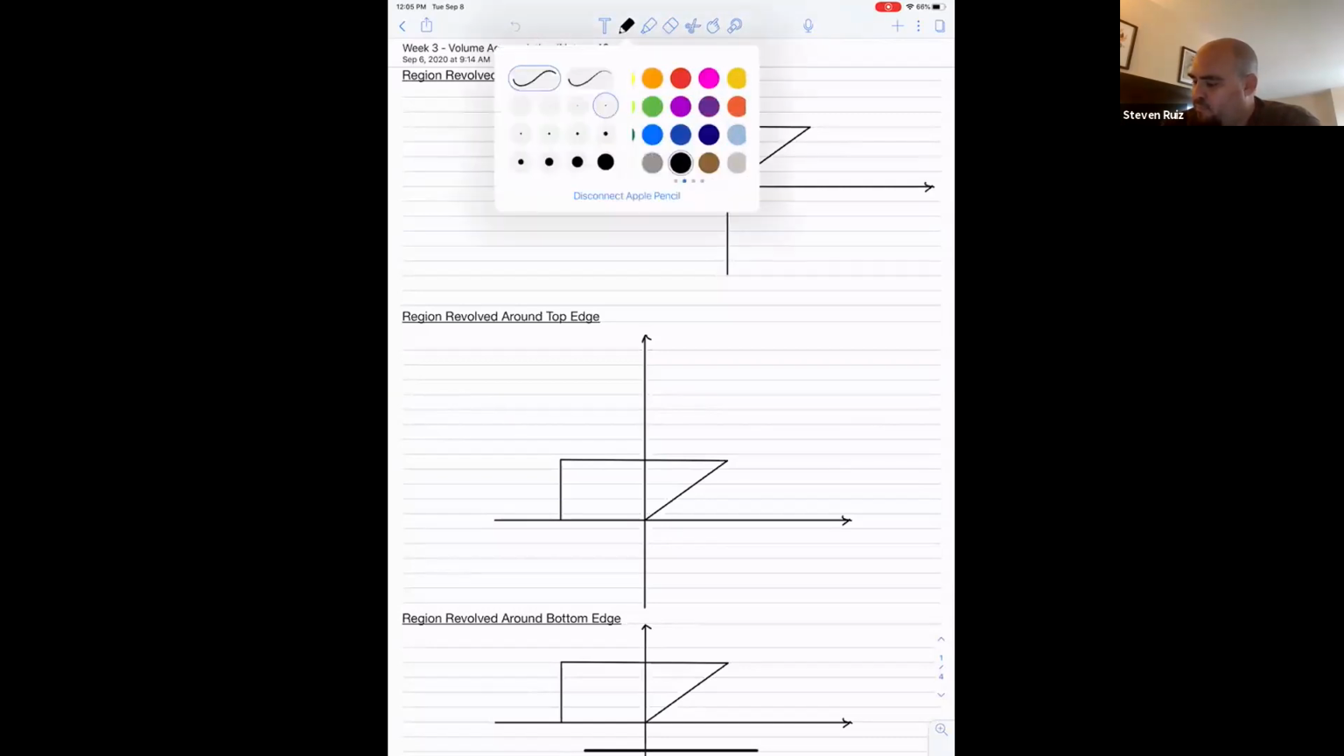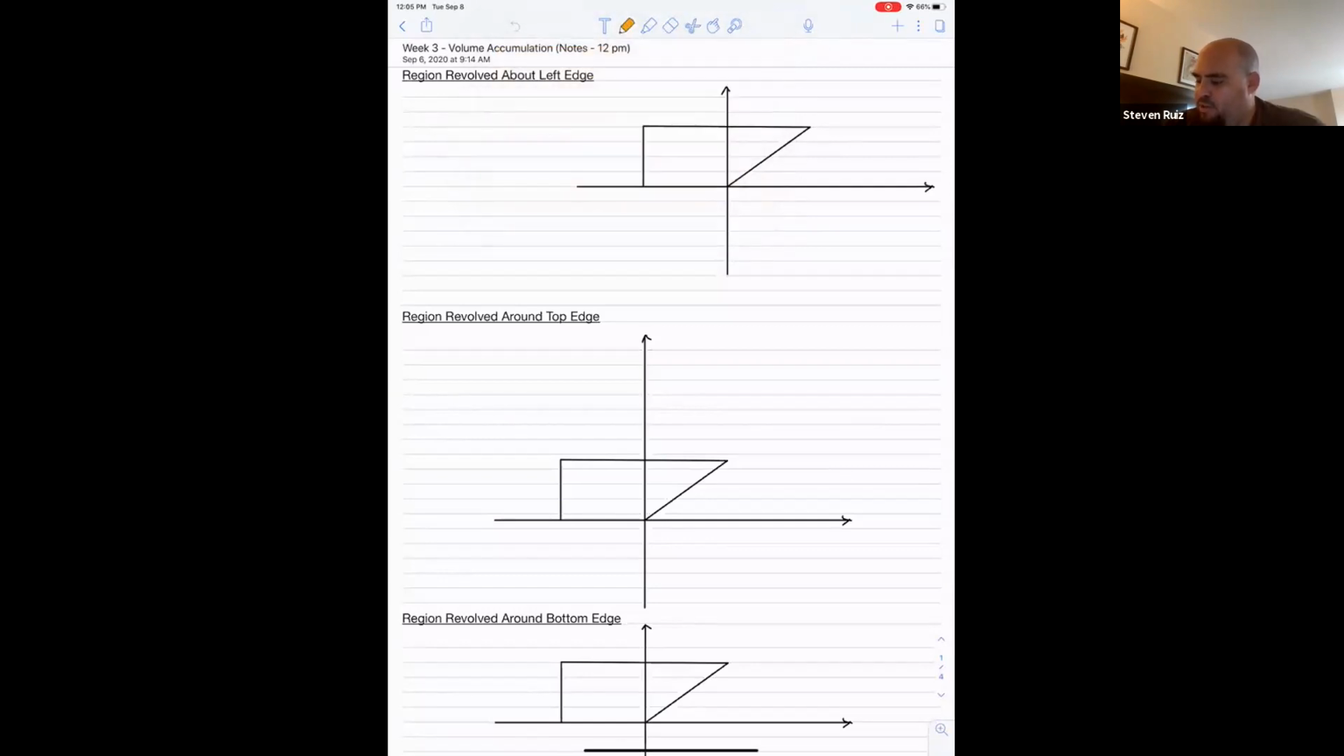So let's use orange. First thing I want to do is just really darken in this edge, that's my axis of rotation. And just lightly shade in this two-dimensional region that we're going to rotate. So I think the easiest way for me to visualize what's going to happen when we rotate this is to first do just a reflection. So I'm just going to reflect this, make a mirror image of this across that orange line and sort of fill in some of the details.